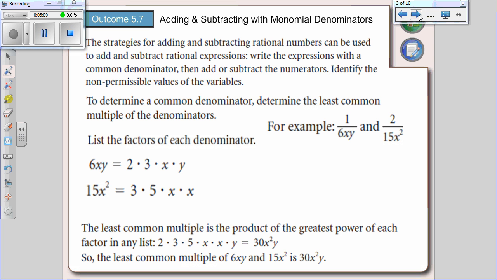For variable denominators. So if I have two equations right here, CJ, put your phone on. Don't bring it back out.